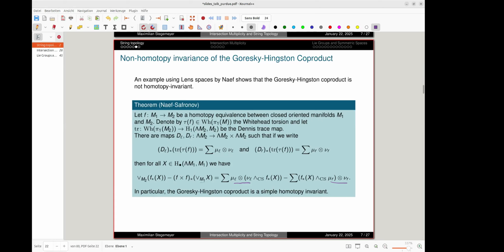So we already know that in general the coproduct is not homotopy invariant, but since we have this formula, it shows that the coproduct is actually simple homotopy invariant, right? Because if this homotopy equivalence is a simple homotopy equivalence, then the Whitehead torsion vanishes, and then of course we have 0 on the right-hand side.